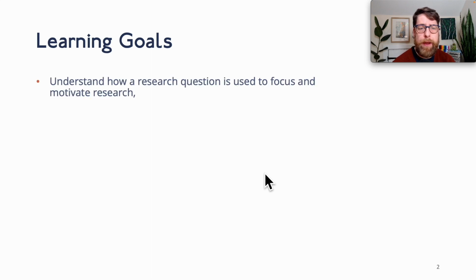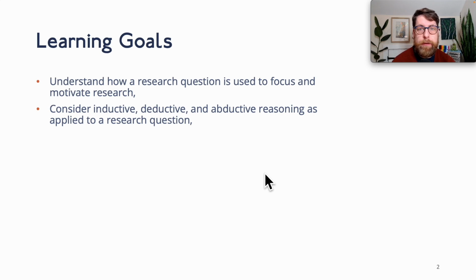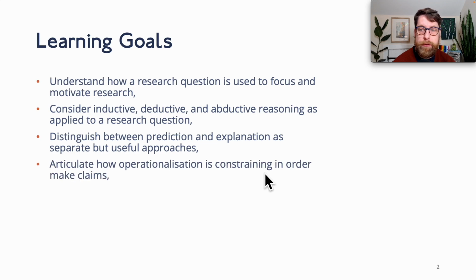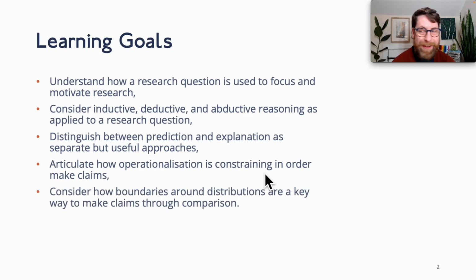So we're going to try to cover that today and structure that into some learning goals. First, we're going to focus on what is a research question and how is it used to motivate research. Second, we're going to consider inductive, deductive, and abductive reasoning as applied to a research question. We're going to want to be able to distinguish between prediction and explanation as separate but useful approaches. And finally, we're going to want to articulate how operationalization is constraining in order to make claims. And then consider how boundaries around distributions are a key way to make claims through comparisons.